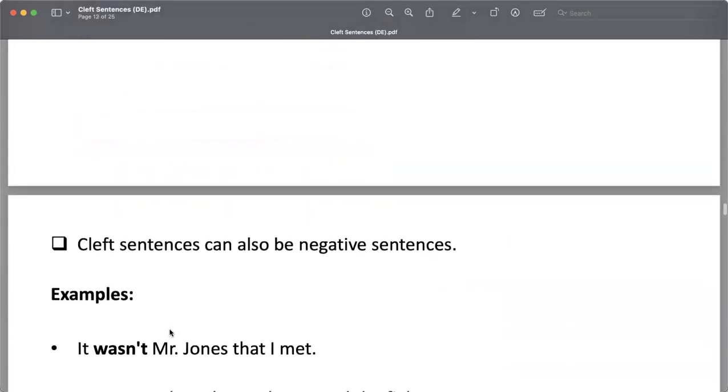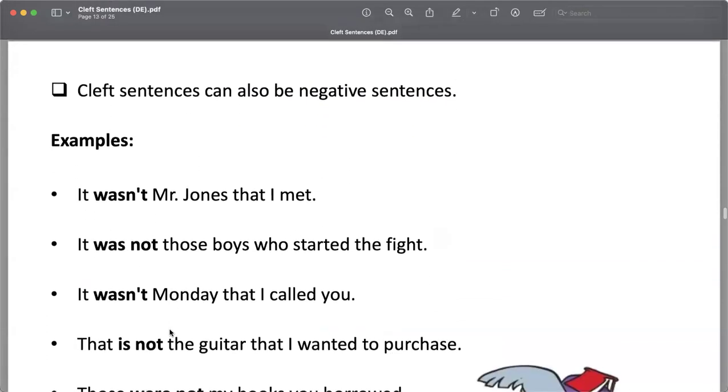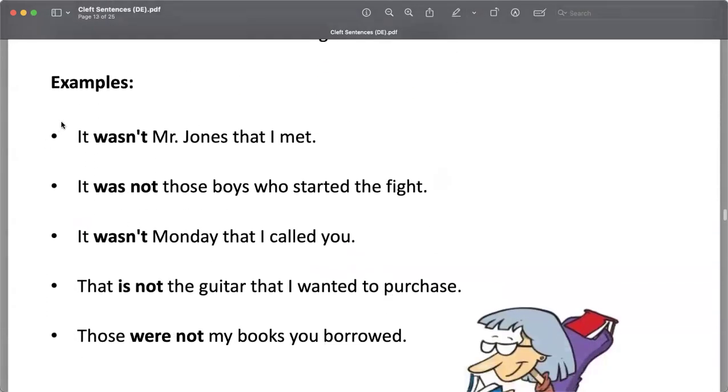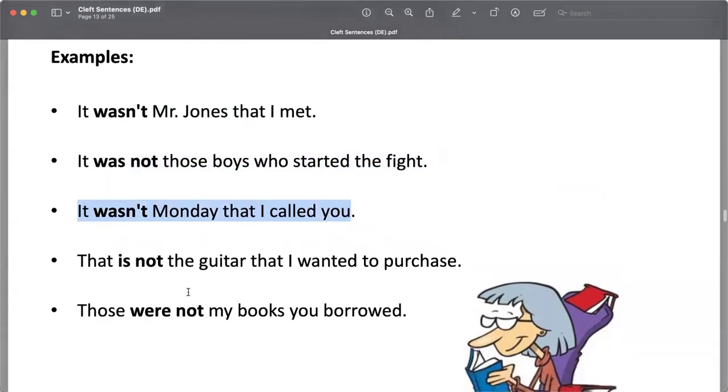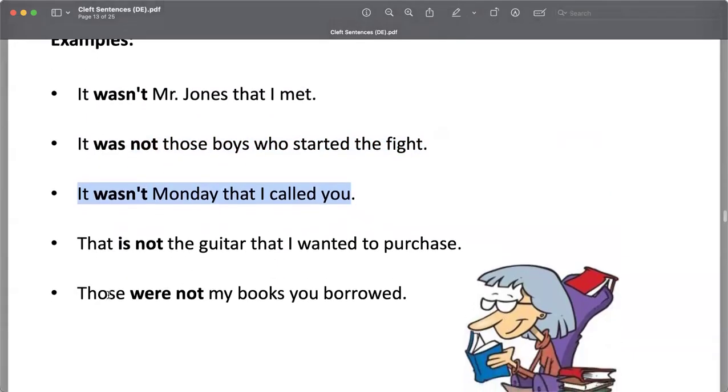Cleft sentences can also be negative sentences. You can identify it here in these examples. It wasn't Mr. John that I met. It wasn't those boys who started the fight. It wasn't Monday that I called you. That is not the guitar I wanted to purchase, and those were not my books you borrowed.